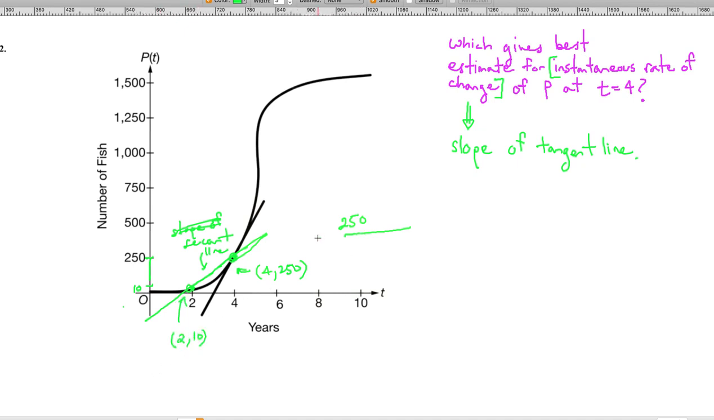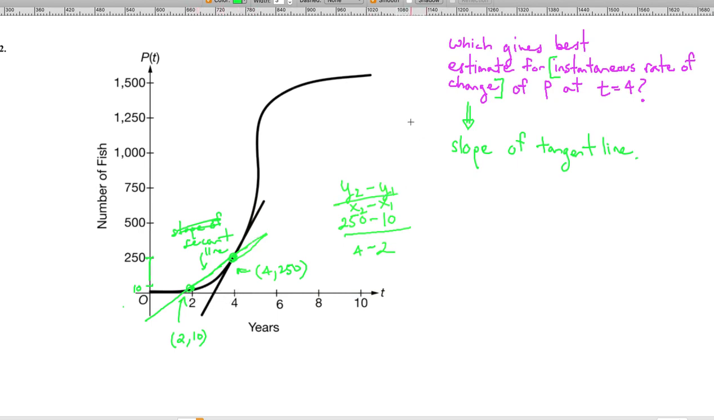And I would find out how much changes along the y, how many fish increased: 250 minus the 10, over the change in time, which is 4 minus 2, which is exactly the slope of this line. y2 minus y1 over x2 minus x1. And that would be the average rate of change of the fish population over these 2 years, from 2 to 4 years.